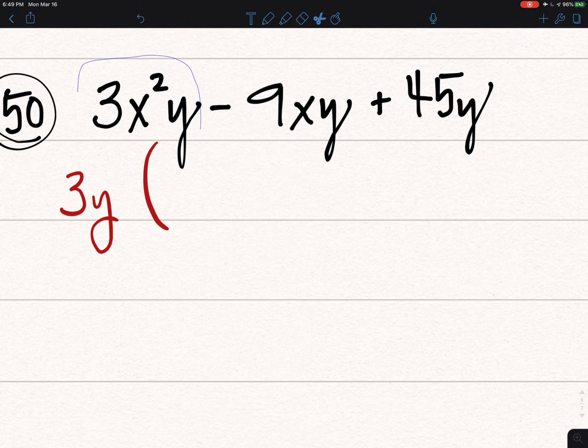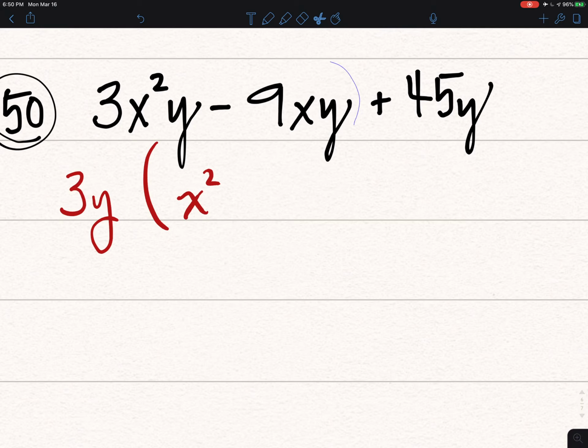So let's look at the first term first. 3x squared y. You want to divide out a 3 and a y. So what's left over when you take these 3 pieces and divide out a 3y? Well, when you just divide the numbers, the 3 divided by the 3, those go away. When you divide the y's, those go away. The only thing that's left over is an x squared.